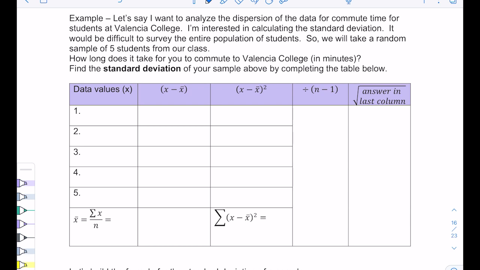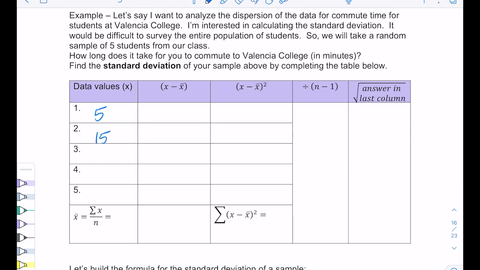Okay, so this is how you would do it. I broke it down into a table so that you can follow the steps. Luckily for us, calculators are great at calculating standard deviation in an instant. But if you needed to calculate it by hand, this is what you would do. Let's say our commute times for our random sample of 5 students are 5 minutes, 15 minutes, 15 minutes, 10 minutes, and then let's say 35 minutes.